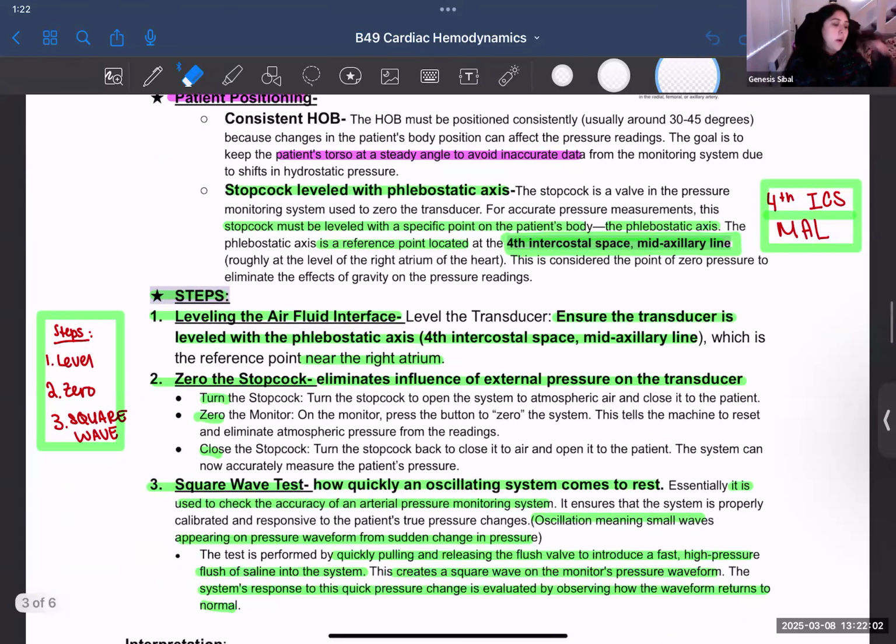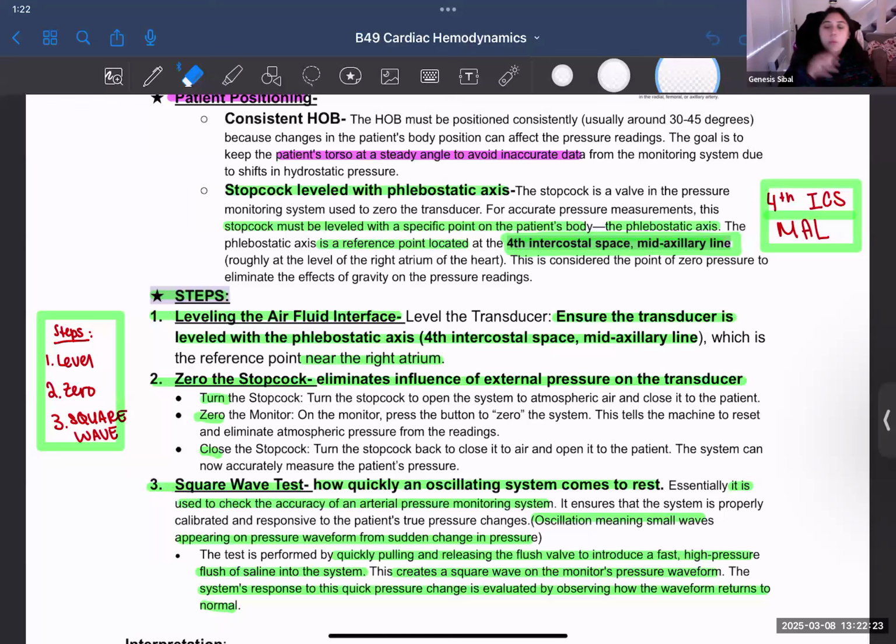For the stopcock, right? You need to level it. You 100% have to know this, and they will ask you this 100 times: the phlebostatic axis. So whenever she asks you, you will specifically put fourth intercostal space. If you want to put fourth ICS, that's fine. And then mid axillary line. It includes both of those things.